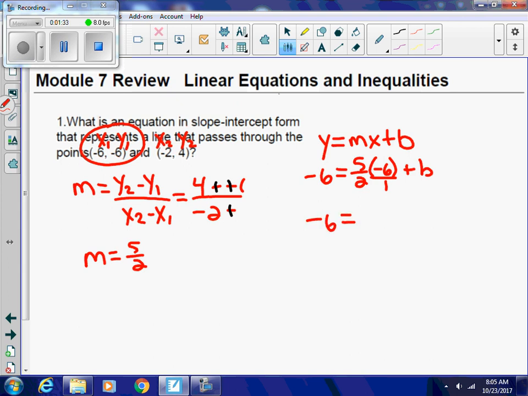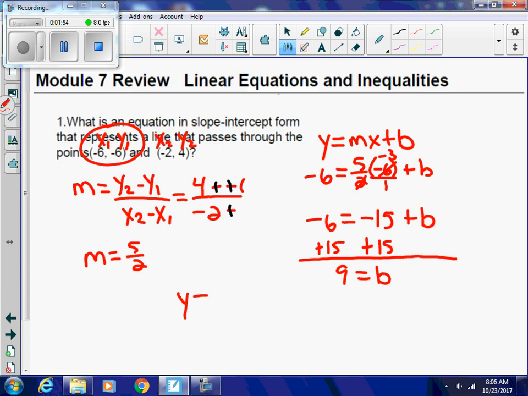So when we multiply here, I've got a -15. And then of course to solve for b, we add 15 to both sides, and that leaves us with 9 equals b. So we have m, we have b, so we have our equation. y equals 5 halves x, don't forget the x, plus 9. Please circle all of your answers.